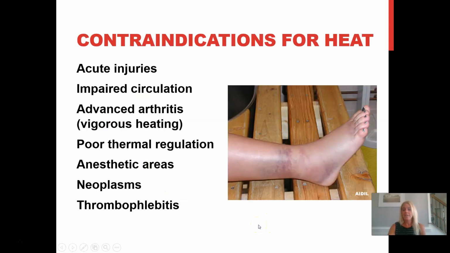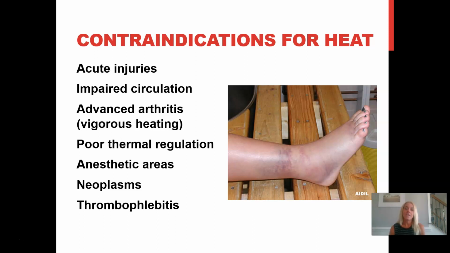So contraindications for heat. If they have an acute injury, they're in that acute inflammatory stage, we do not want to put heat on them at that point. If they have impaired circulation, poor thermal regulation, anesthetic, numb areas, decreased sensation in those areas, we've talked about that with cold. We just want to use more caution with them, make sure their skin's turning the appropriate color, they're not getting too hot, because that is actually where the majority of lawsuits occur in physical therapy, is from burns from hot packs. So we want to avoid that at all costs, making sure that their skin is not getting too hot.